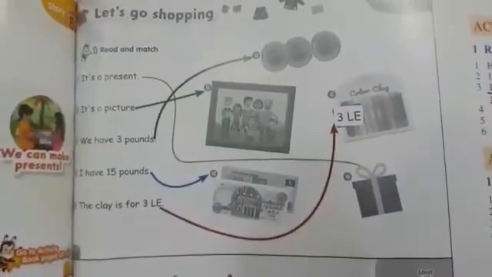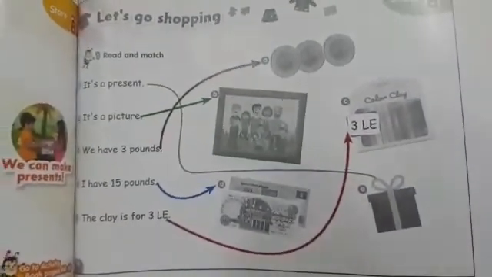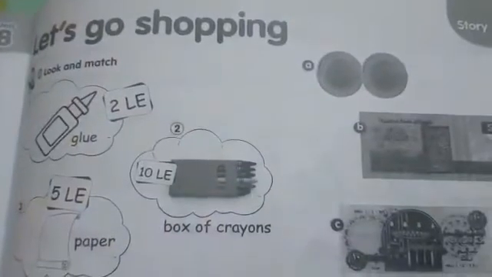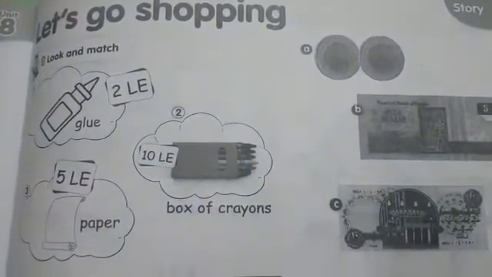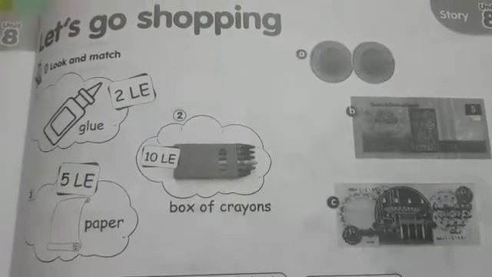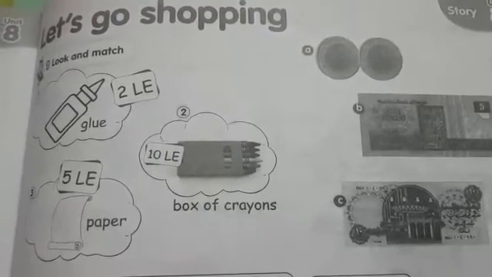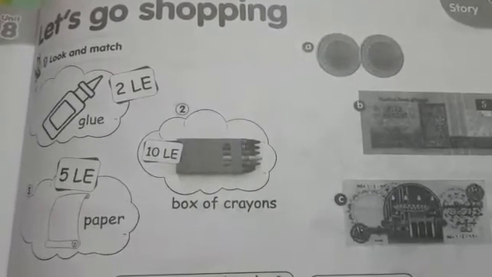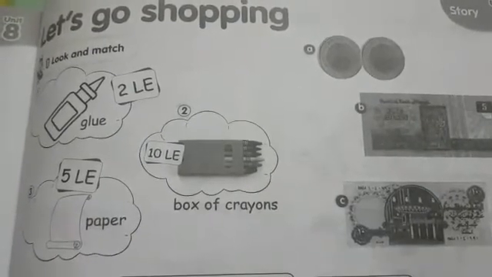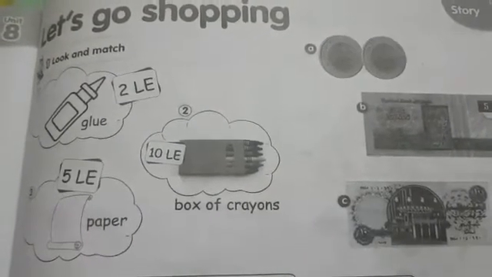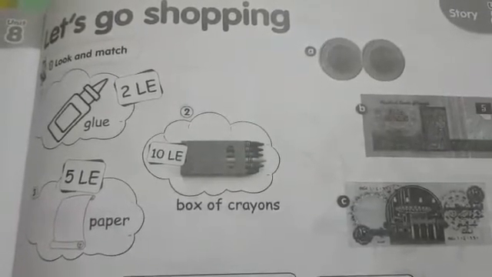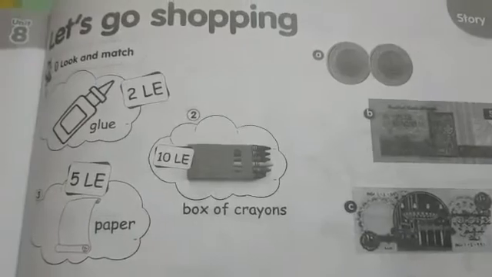And here are the answers. Okay. Let's turn to page 69. Look and match. Here we are going to point to each picture and ask what is it and how much is it. Explain that they should draw a line from the item to the correct amount of money.